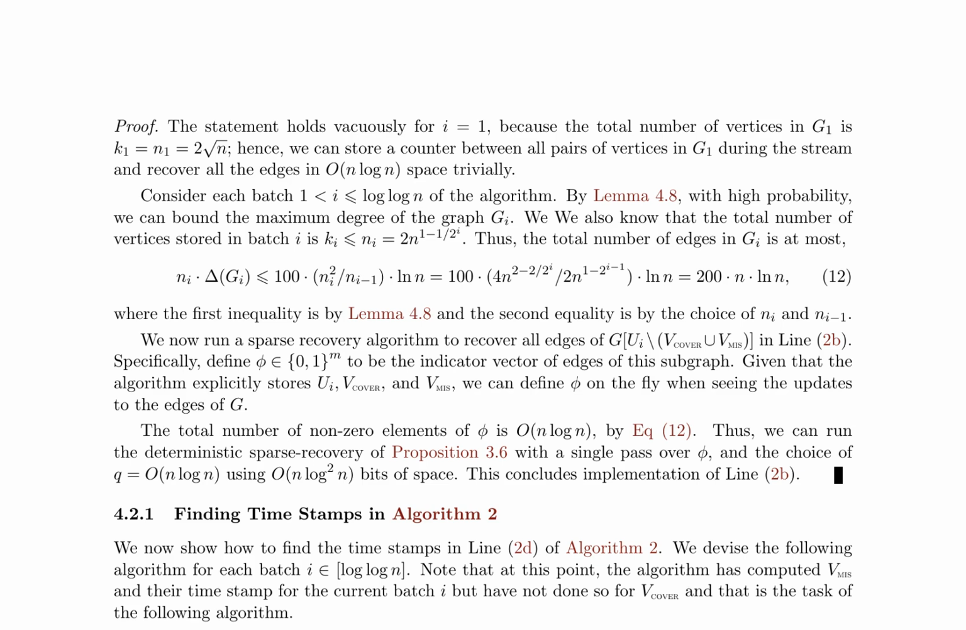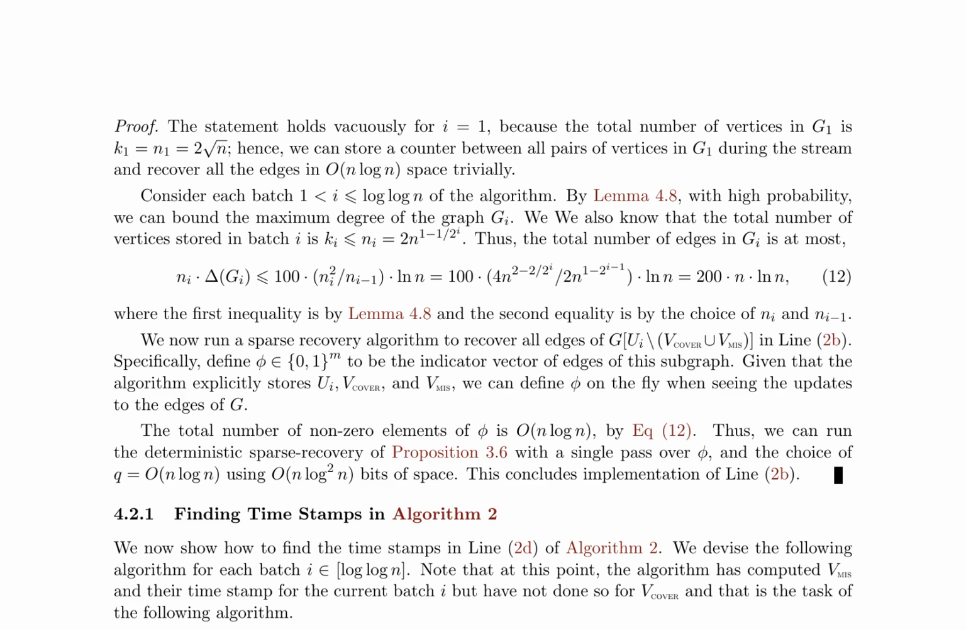The first batch involves storing a counter between all pairs of vertices in G1, which has a total of K1 equals N1 equals 2 square root n vertices. This can be achieved in O(n log n) space. For subsequent batches, the authors employ lemma 4.8 to bound the maximum degree of the graph Gi, showing that the total number of edges in Gi is at most 200 n log n.